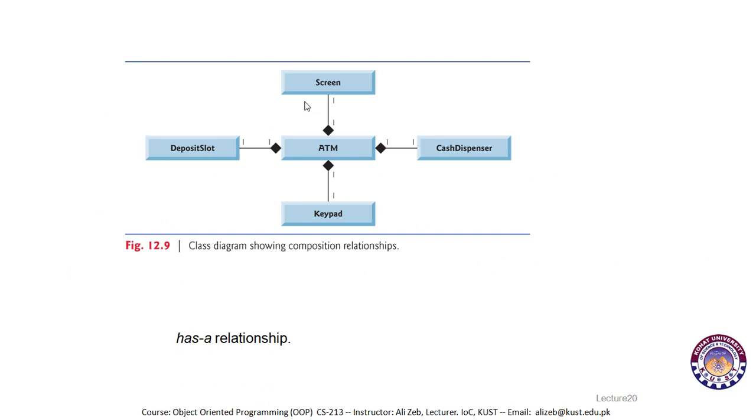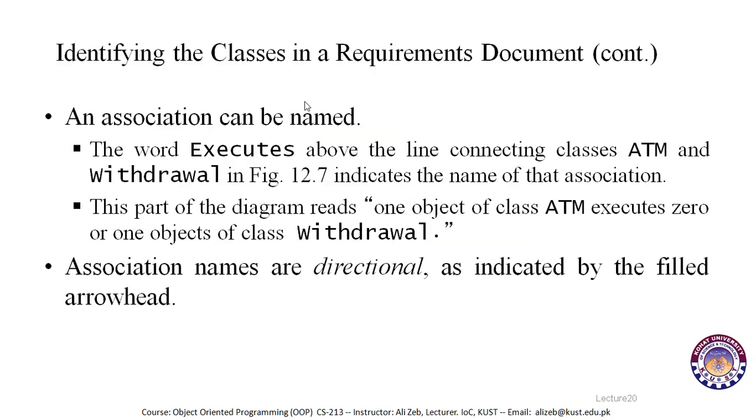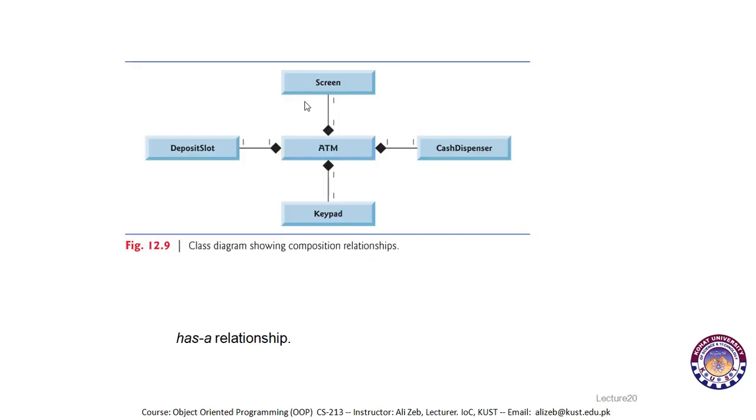Has-a relationship. If you remember from our composition lectures, we can have a has-a relationship or a composition relationship between our classes. Now the has-a relationship or the composition relationship is shown by this darkened diamond shape. The screen has a composition relationship with the ATM. Now the ATM will have a screen, the ATM will have a cash dispenser, the ATM will have a deposit slot, and the ATM will have a keypad, and all of these are shown by this class diagram. So this is where the class diagram can help us. It helps us identify the relationships in our software or between the classes in our proposed software.